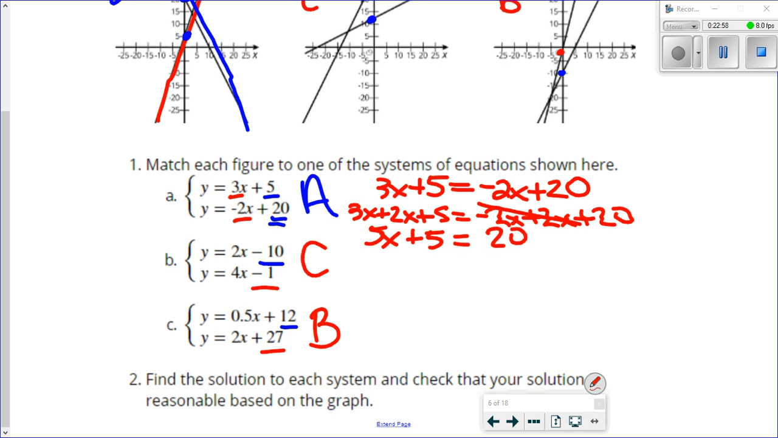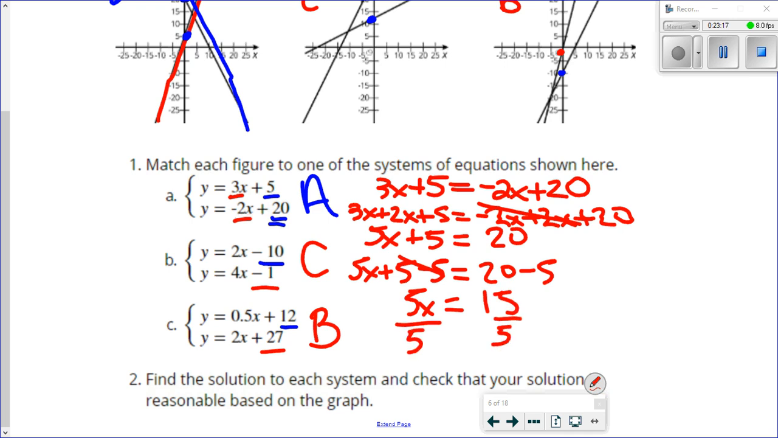And then I'm going to go ahead and subtract 5. So I'm going to bring over this positive 5 to the opposite side. I get my zero pair on the left. On the right, I do 20 minus 5, and I get 15. And last but not least, we're going to divide by 5 to solve for x. And 15 divided by 5 is 3.